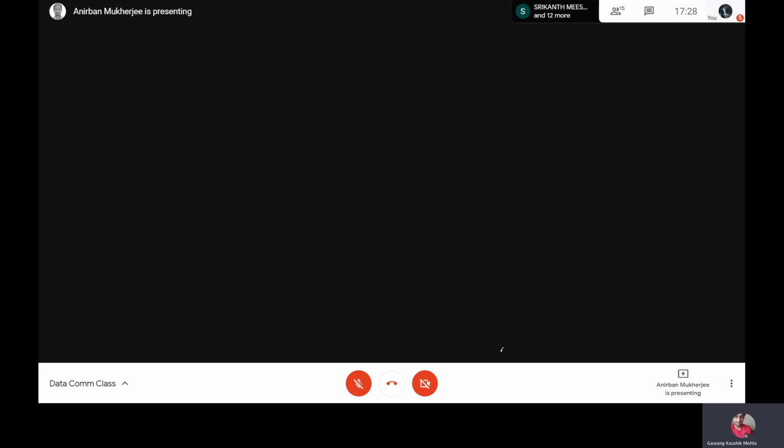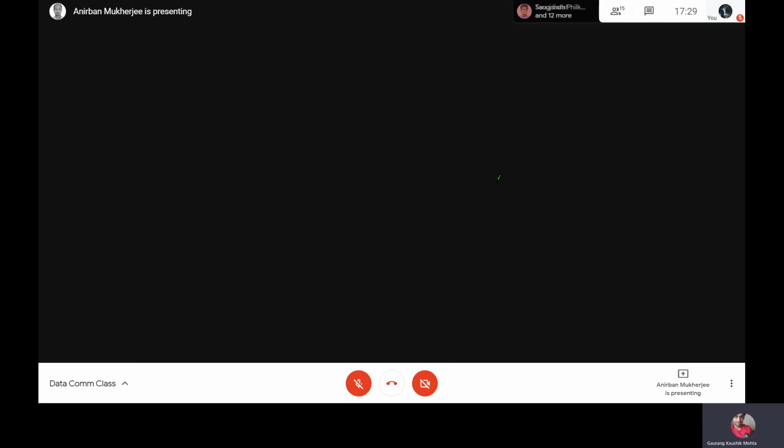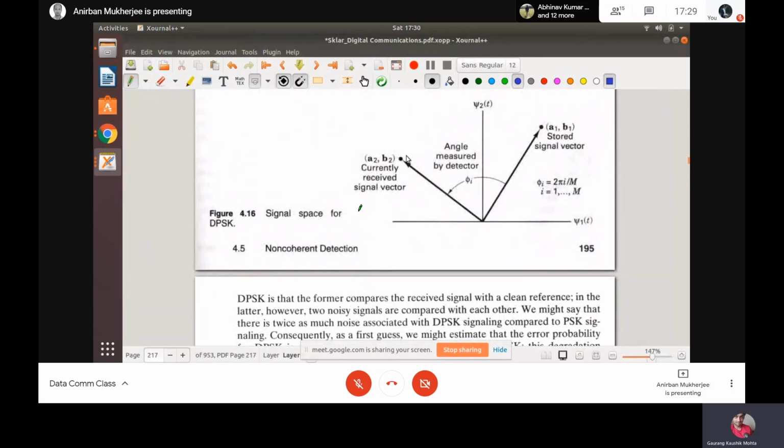Now if I do non-coherent detection, first of all let us talk about detection of differential PSK. Earlier, when I had the currently received signal vector, I directly calculated its phase. That is the absolute phase we need to get.